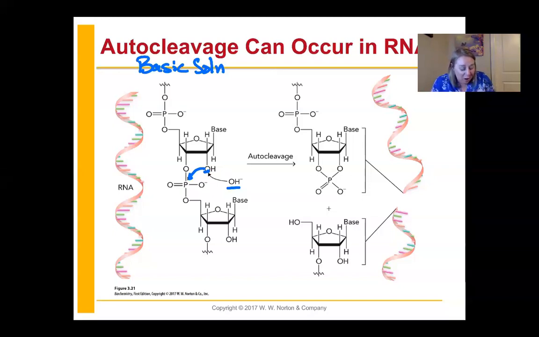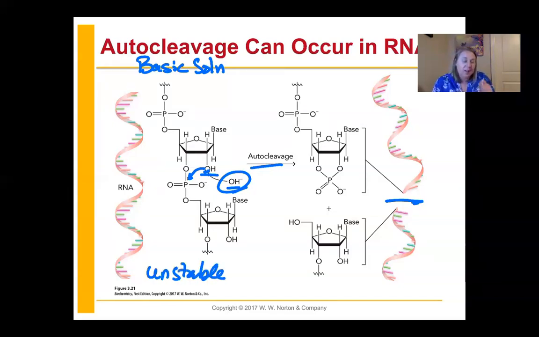We call that an autocleavage event. And then it actually creates a break in the RNA strand. And this happens all the time. Those free hydroxide ions deprotonate that hydroxide right there. And because it's deprotonated, it's going to go and attack that phosphate group. This is what makes RNA so unstable, right? It's very, very unstable. It's not good for long-term storage of genetic material.